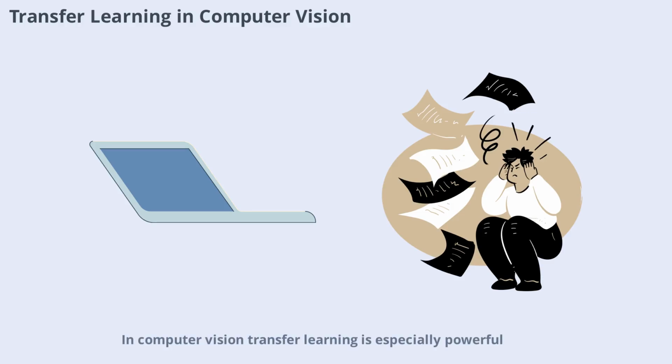In computer vision, transfer learning is especially powerful. Pre-trained models like ResNet and VGG have learned to recognize a wide variety of features, from edges to complex objects. By fine-tuning these models, you can quickly adapt them to tasks like medical image analysis, product recognition, or even art classification. This flexibility has made transfer learning a standard tool in the field.